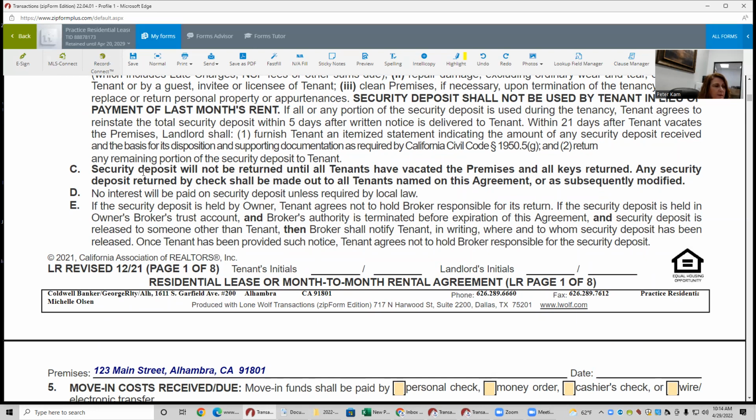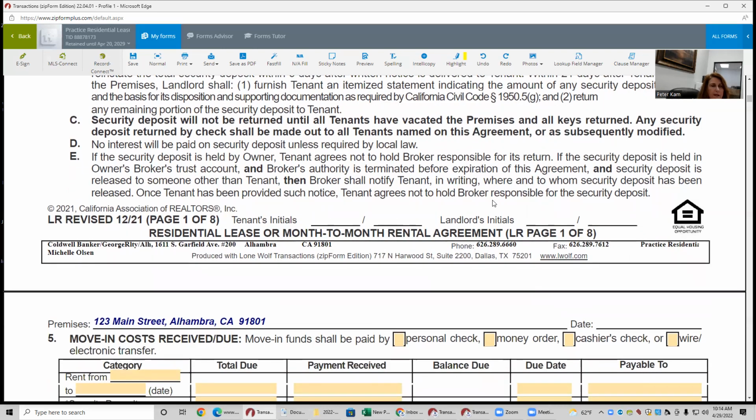So C is bolded, saying that the security deposit will not be returned until all tenants have vacated the premises and returned all keys. And also, the security deposit is made out to the tenants named on this agreement. So there may be 1, 2, or 3. It's going to be made out to the tenants on one check. Okay, so whoever is on this agreement, that's what the check will state. No interest will be paid on the security deposit unless it's required by local law.